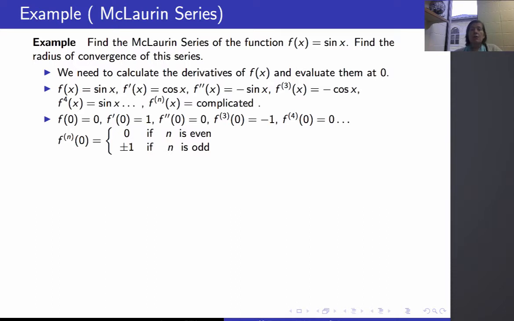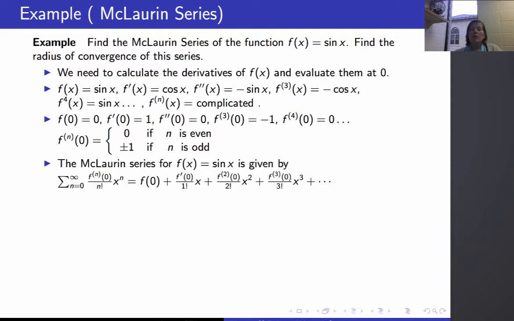0 is 1, the second derivative at 0 is 0, the third derivative at 0 is minus 1, the fourth derivative is 0. So we see that the nth derivative is going to be 0 for all n values which are even, and it's going to alternate between plus or minus 1 for n odd.